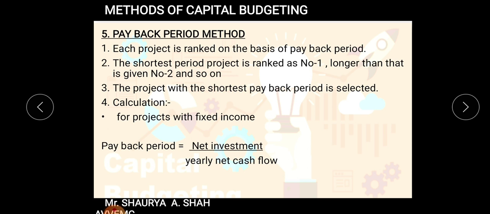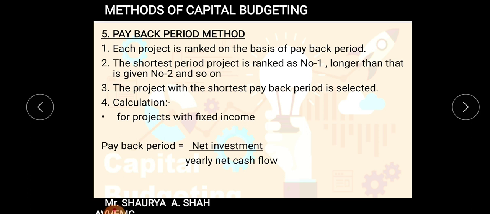For example, if one project's payback period is around 5 years, in 5 years you are getting back your money. In the second project you are getting back your money in 7 years. In the third project you are getting back your money in the fourth year, right? So what is the rank which we will give? First, the project getting back money in 4 years will come rank 1, then with 5 years rank 2, and then with 7 years rank 3. So each project is ranked on the basis of payback period. The shortest period project is ranked as number 1, as we did with 4 years. Longer than that is given number 2, 5 years, and so on, that is 7 years. I suppose everyone is clear with that part.